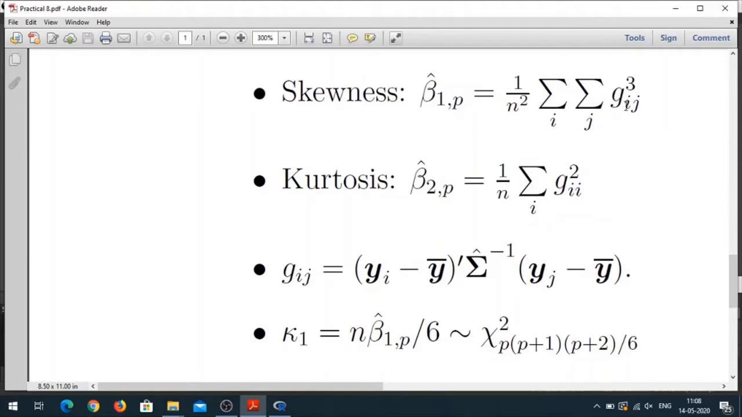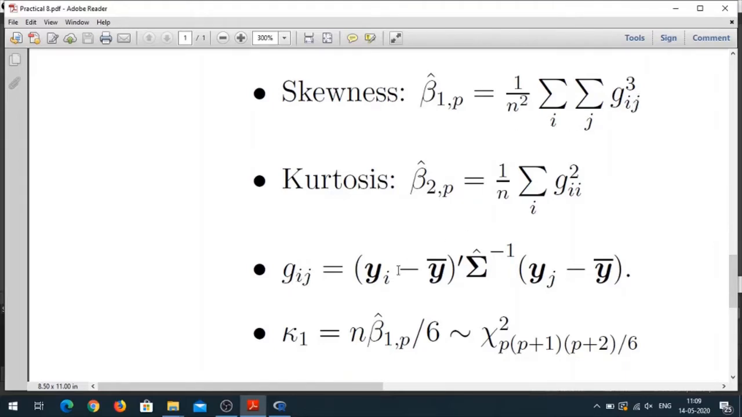So first we define a quantity called Gij. What is Gij? Gij is (yi minus y bar)' sigma hat inverse (yj minus y bar). So in Gij we are basically computing something like a quadratic form, but instead of having the same vectors on both sides, we have two different vectors. So yi is my ith observation, yj is my jth observation, y bar is the overall sample mean. So we are computing Gij. We can obviously see that this is 1 cross 1, so this is a scalar.